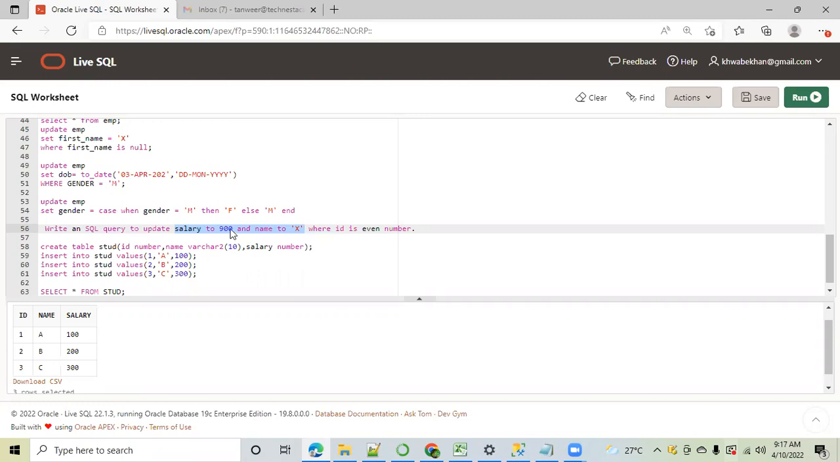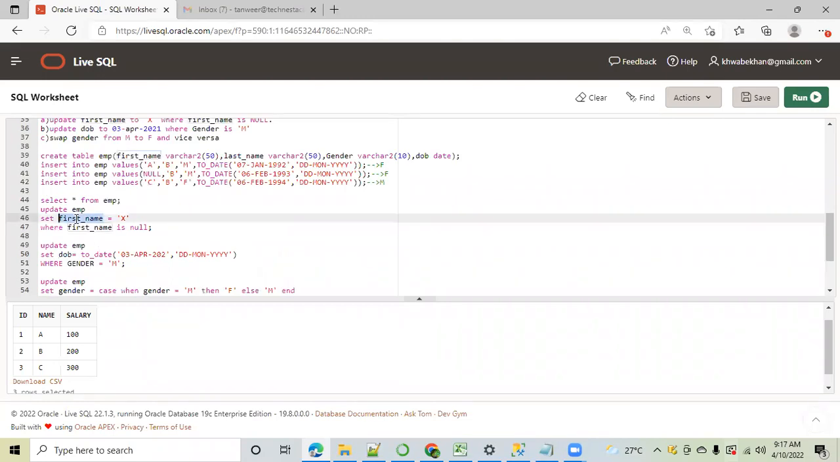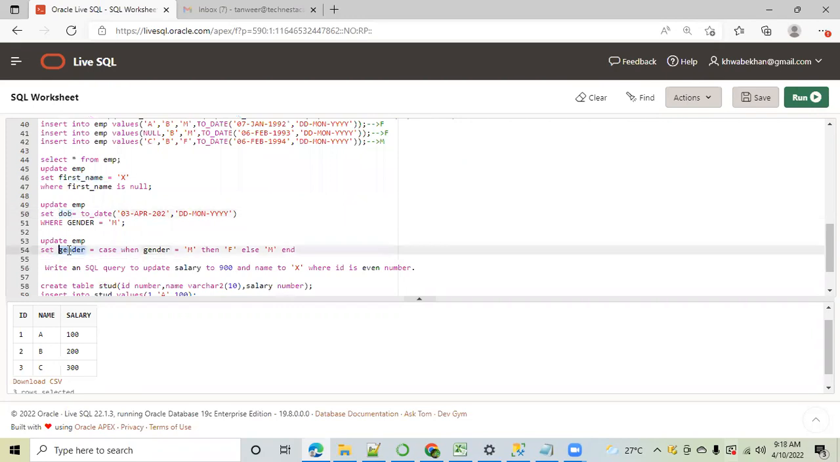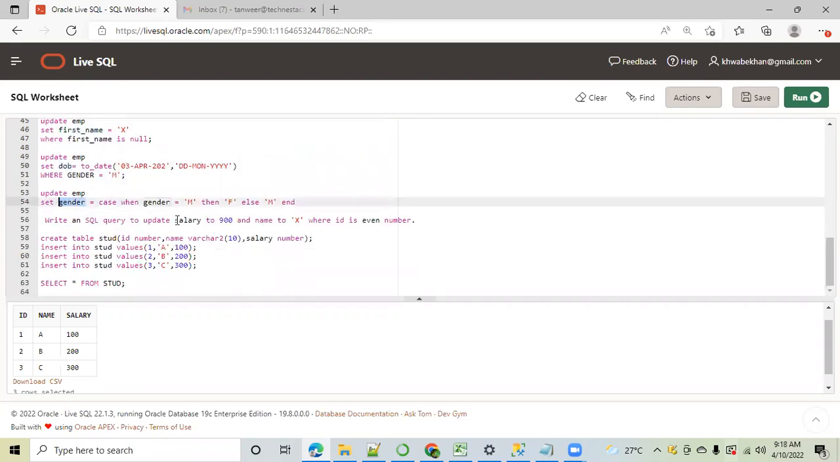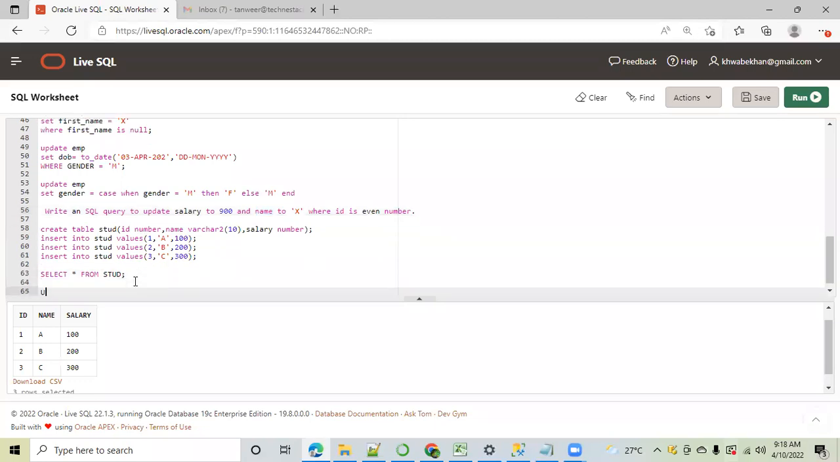In all the earlier questions, if you see, we have updated only one column. Here I updated only first name. Here I updated only date of birth. Here I updated only gender. But here the question is updating two columns at the same time, salary and name both. Where the ID is an even number. So from this example, I want you to understand that you can update two columns at the same time.